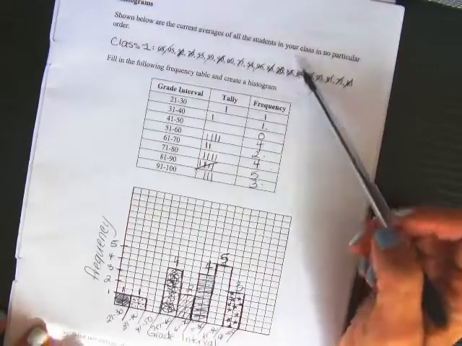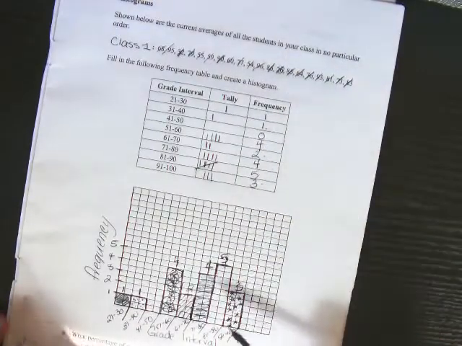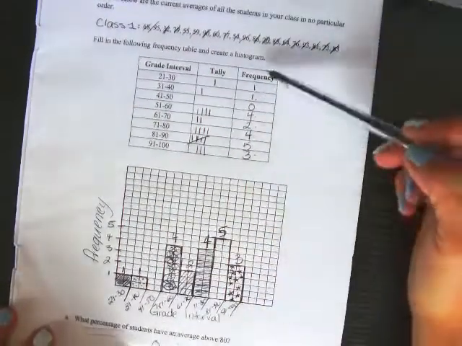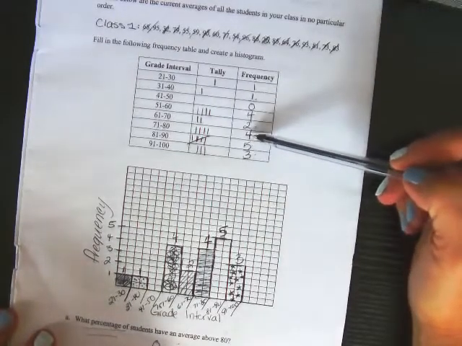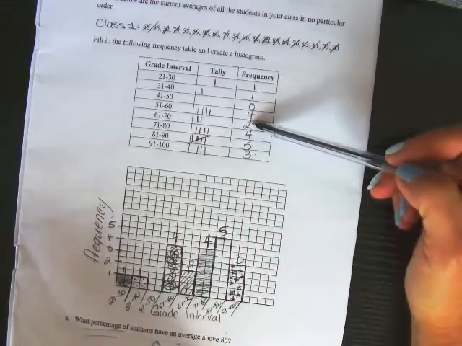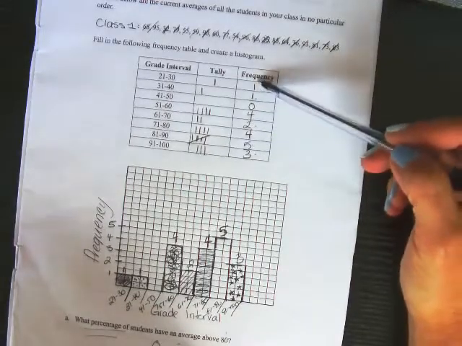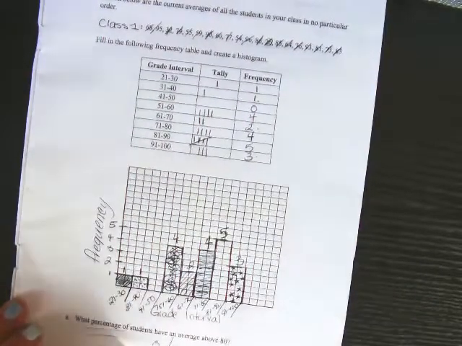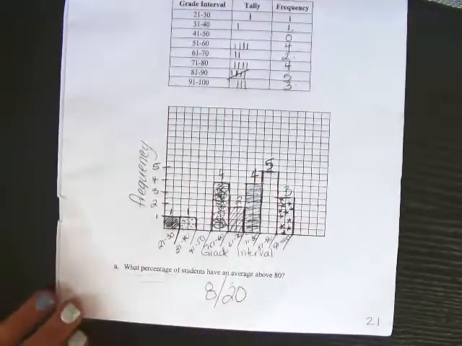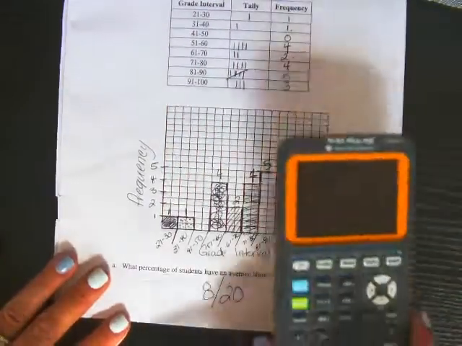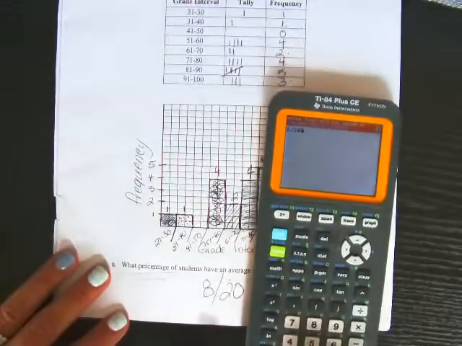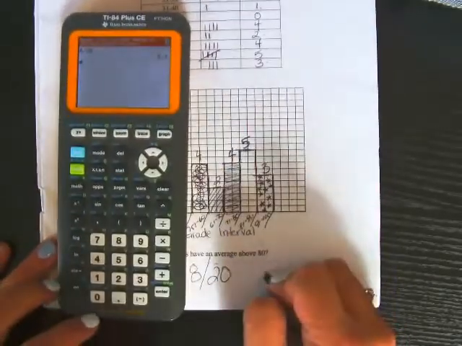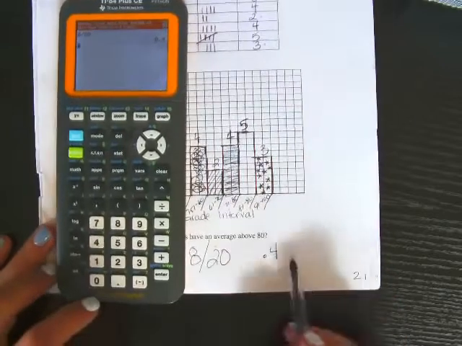Okay? They did not tell us how many grades there were, so we're going to have to count them. And it will be easier to use our frequency to do that. So 5 plus 3 is 8, plus 4 is 12, plus 2 is 14, 18, 19, 20. So it's going to be 8 out of 20 students. That's the percentage, but that's not in a percent, that's just in a fraction. So in order to find that, I'm going to do 8 divided by 20, and I get a decimal of 0.4.